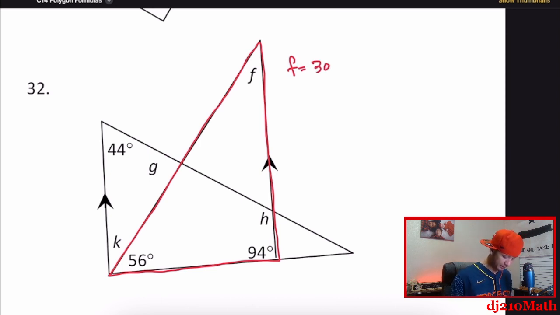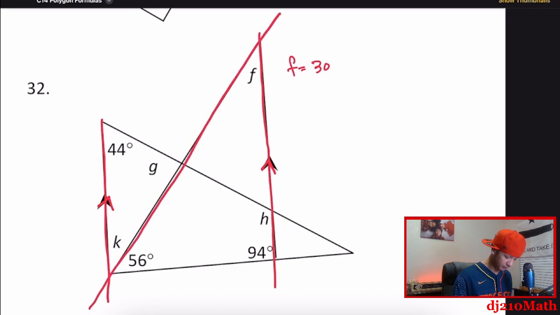Okay. The next thing I see is that we have two parallel lines. That's what the arrows represent. And it's cut by a transversal, and I know that alternate interior angles are congruent. So immediately, K is equal to 30 degrees as well, right?